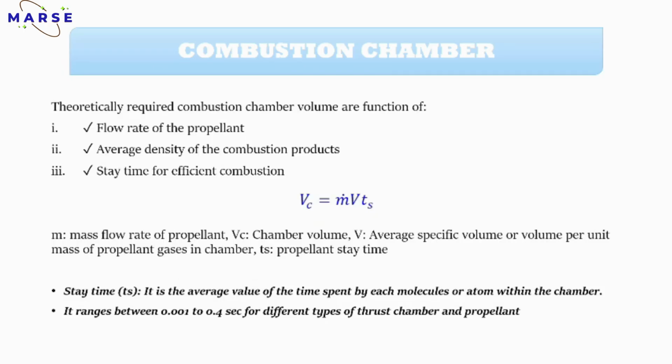Next one is the theoretically required combustion chamber volume as a function of. This is also one formula of chamber volume: Vc equals m dot times V times Ts. m dot means mass flow rate of the propellant. Any propellant has its particular mass flow rate, right? Then V means the average specific volume, not the chamber volume. Then Ts means the stay time.